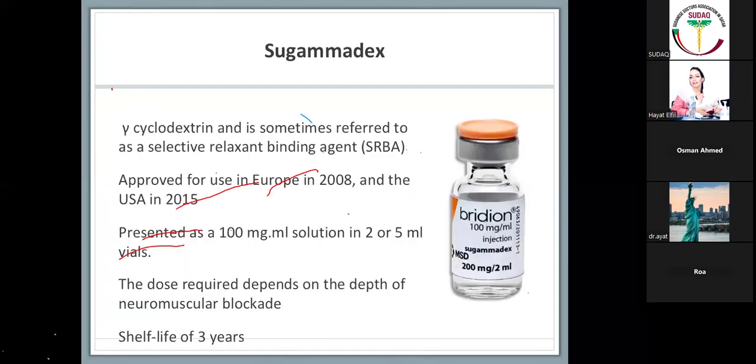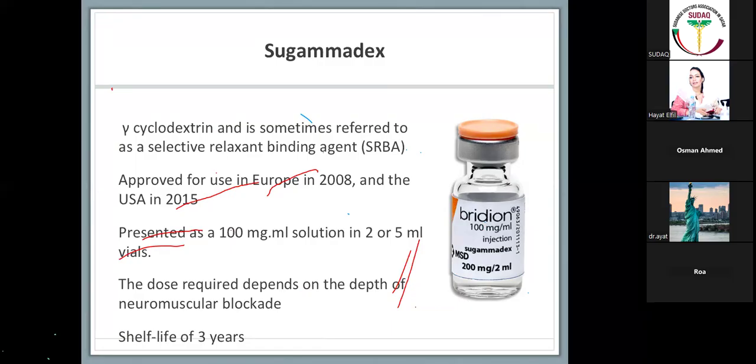The other major reversal agent is sugammadex, and sugammadex was licensed in 2008 in Europe, and in the US in 2015. So it took the US 7 years after Europe to license sugammadex because of the fear and concern about hypersensitivity reactions to sugammadex.